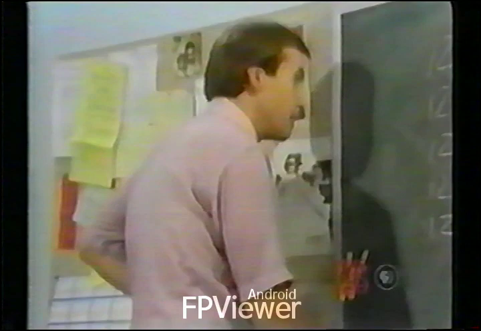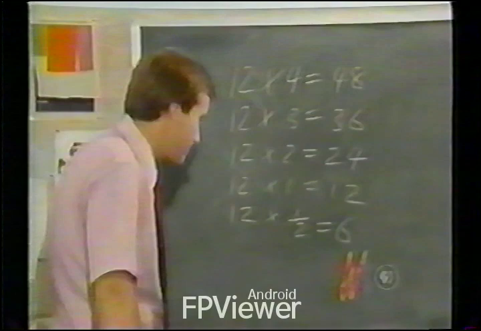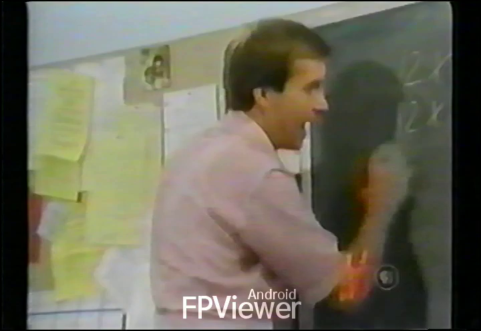Now, could you demonstrate that by reversing that last example? That would be the best way to do it. Yes, so then the question becomes, what can I divide 6 by in order to get 12? Or how many halves do you have in 6? Now, this is where the number line would be helpful.